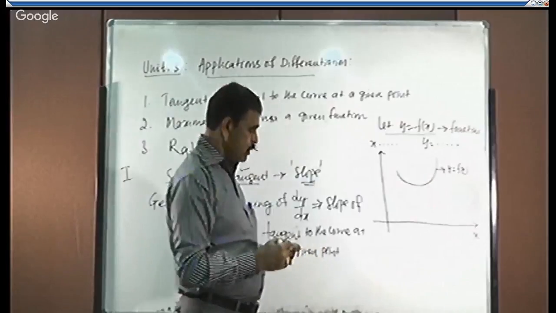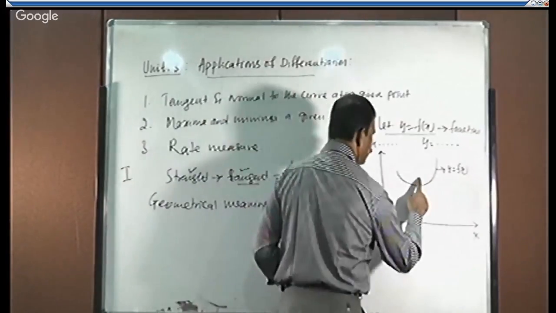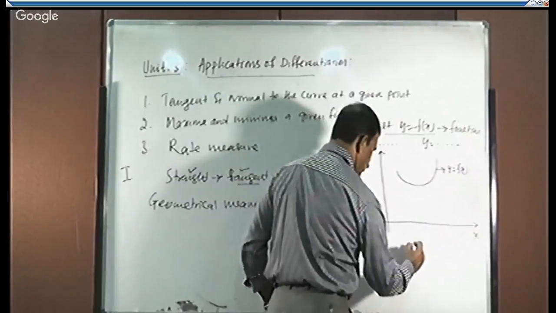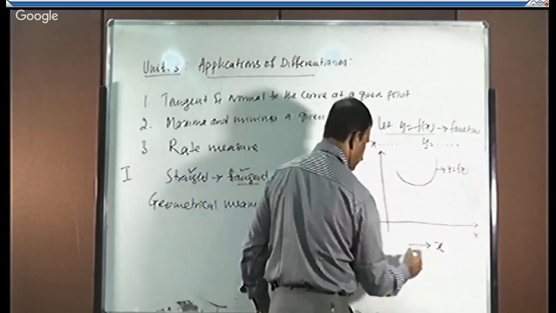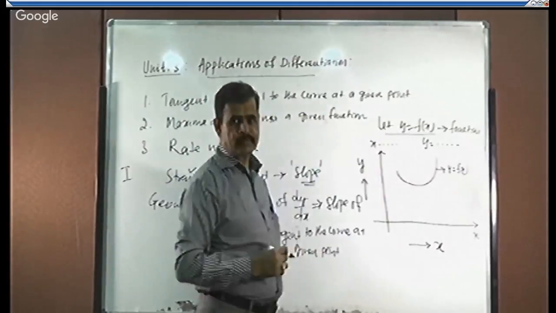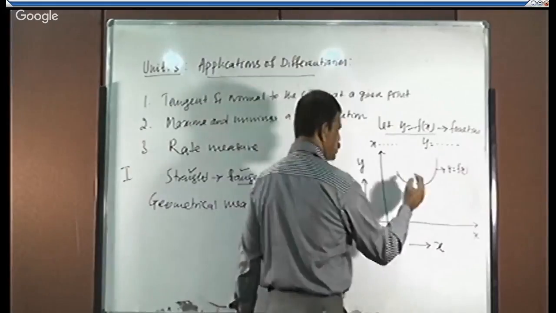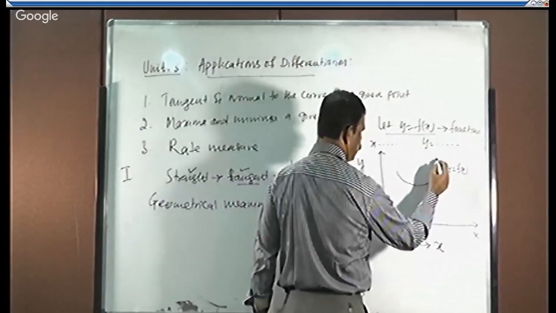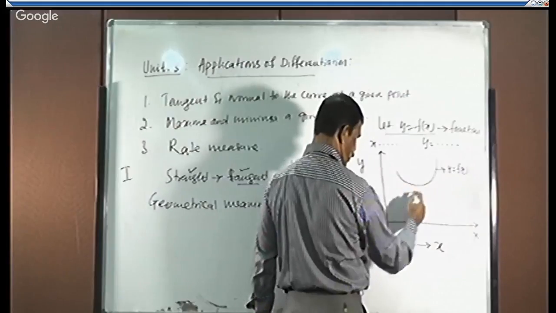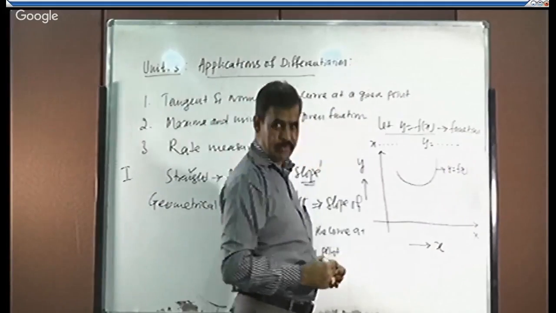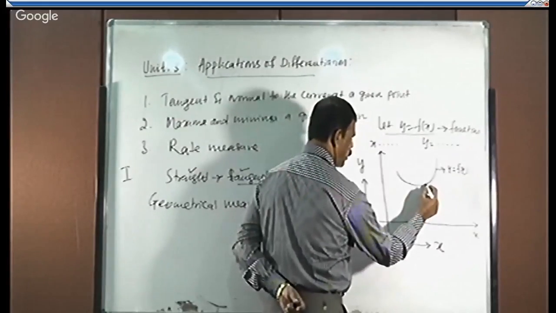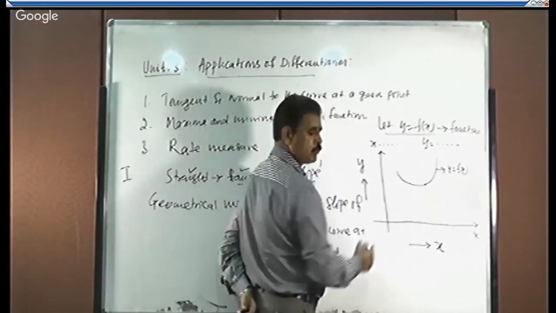Assume that this is the curve which is obtained for y is equal to f of x. Along the x-axis we have taken x values, along the y-axis we have taken y values. Choose a point on the curve. The point may be here or here or here or here. We can have an infinite number of points on a curve. For instance, I am taking this as the point on the curve.